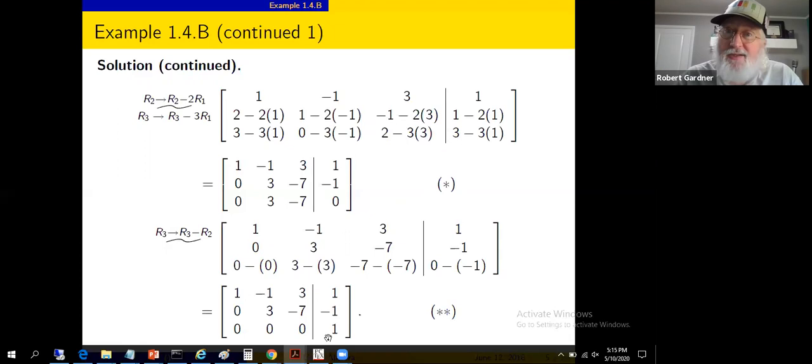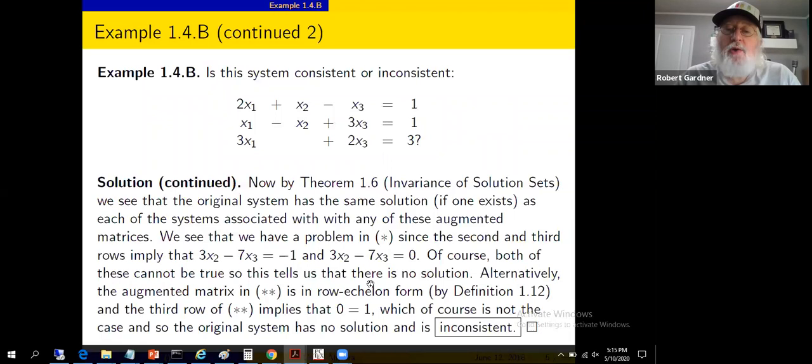So we have a subtle paradox here and a blatant paradox here. This says 3x2 minus 7x3 has to equal both negative 1 and 0. You can't choose x2 and x3 that make that quantity both of those things. And down here, it says 0 equals 1, and something's wrong. So there's no solution associated with the system of equations for star, or, a little cleaner, star star. You can't have 0 equals 1. Their question was, is this a consistent or an inconsistent system? Does it have a solution or not? Inconsistent. It doesn't have a solution.